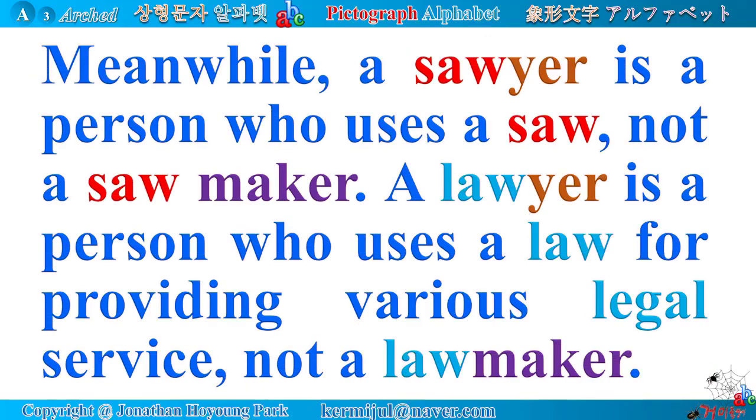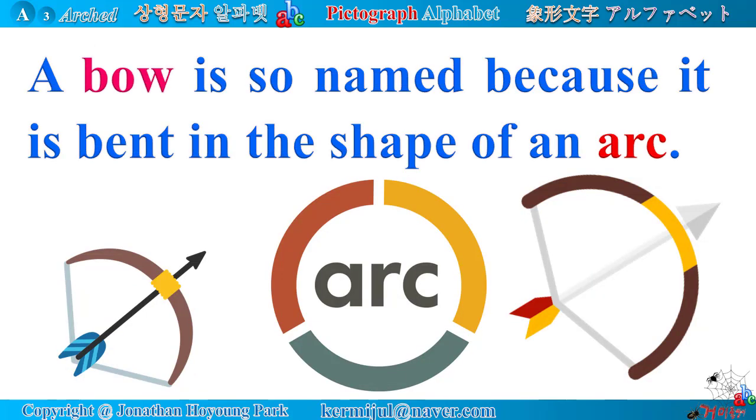Meanwhile, a sawyer is a person who uses a saw, not a sawmaker. A lawyer is a person who uses a law for providing various legal services, not a lawmaker. A bow is so named because it is bent in the shape of an arc.